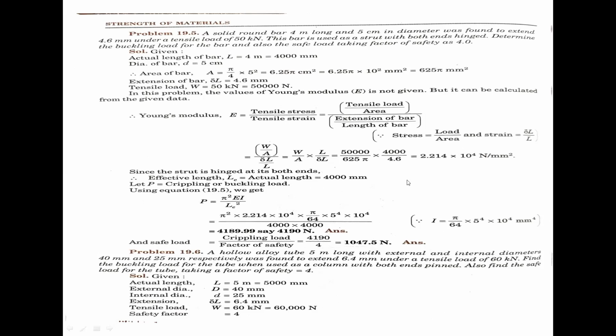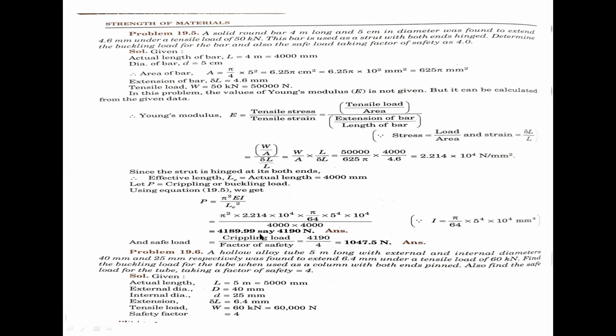That is the safe load in this section. This is the procedure for calculating the value of Young's modulus. How to use this formula: Young's modulus equals tensile stress by tensile strain. Stress equals tensile load by area. Strain equals extension of the bar, the change in length, by the length of the bar, that is the original length. Finally, substituting into the equation, we get the Young's modulus value 2.214 into 10 to the power of 4 Newton per mm square.